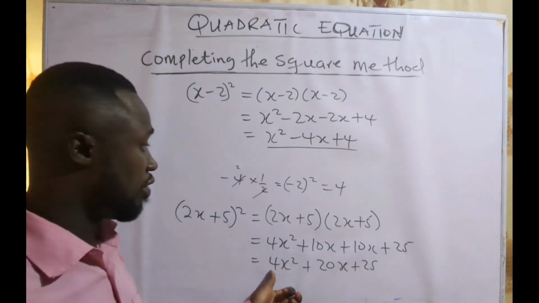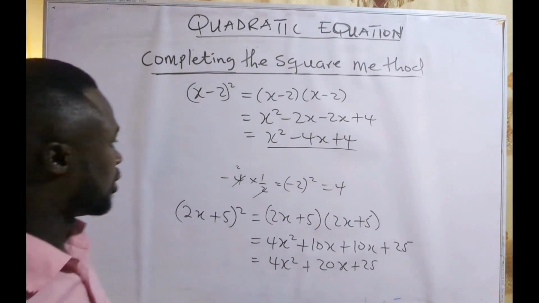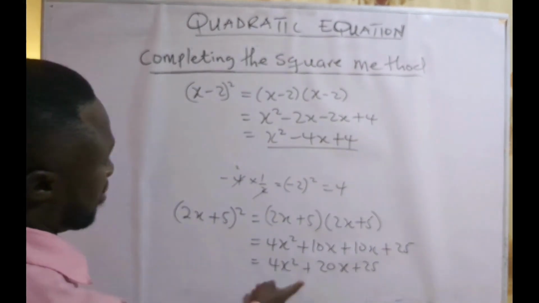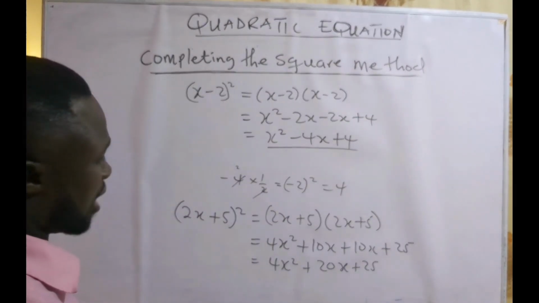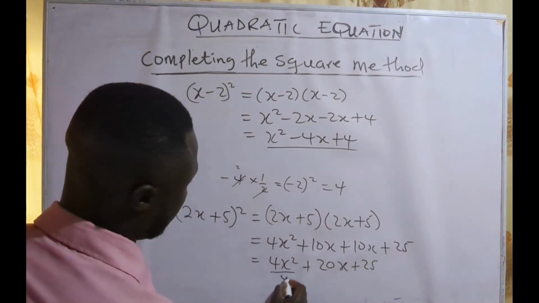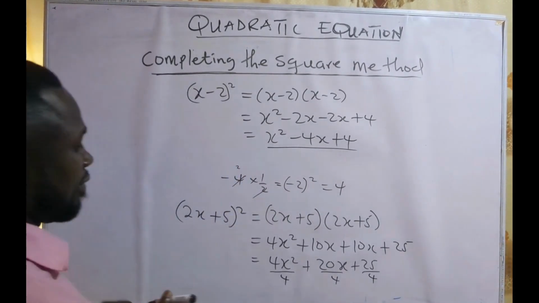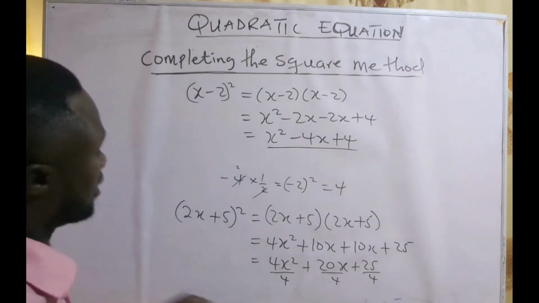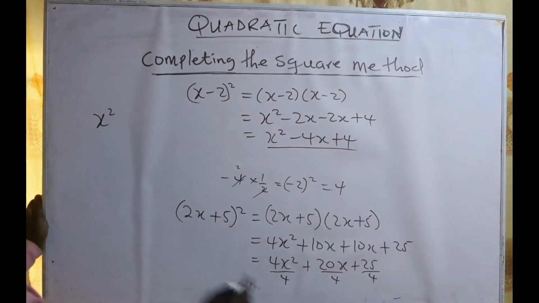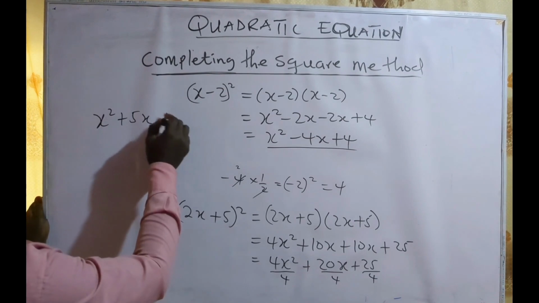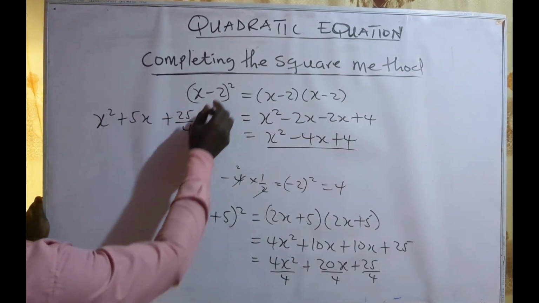So to prove that this is a perfect square, if the coefficient of the x squared is 1, then I'm going to divide all through by 4: here by 4, here by 4, and here by 4. If that happens, I'll have x squared, 20 over 4 gives me 5x, plus 25 over 4.